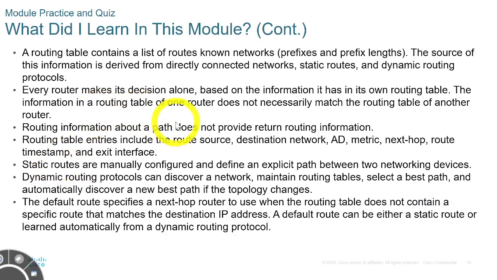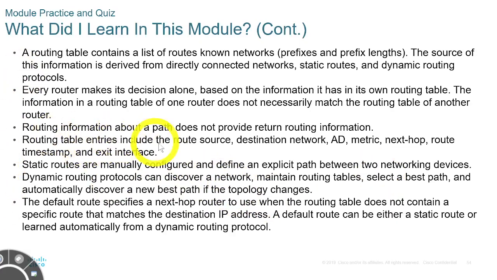Routing information about a path doesn't provide return routing information. It means that if I have a route from A to B, I don't necessarily follow back from B to A. No, it could be B, C, A, for example, or B, C, D, A. Okay?